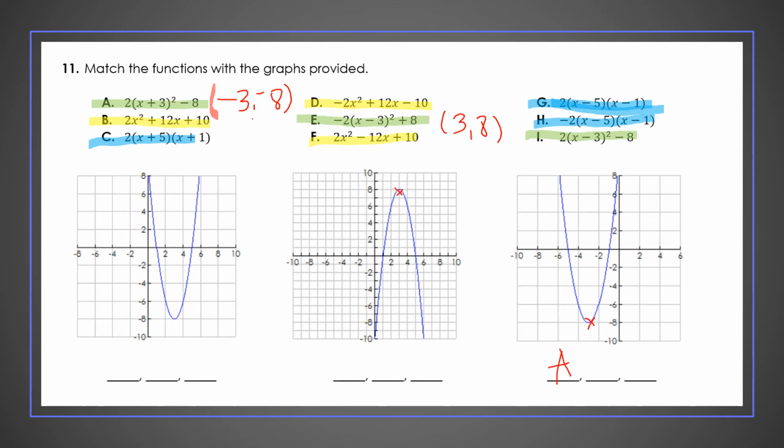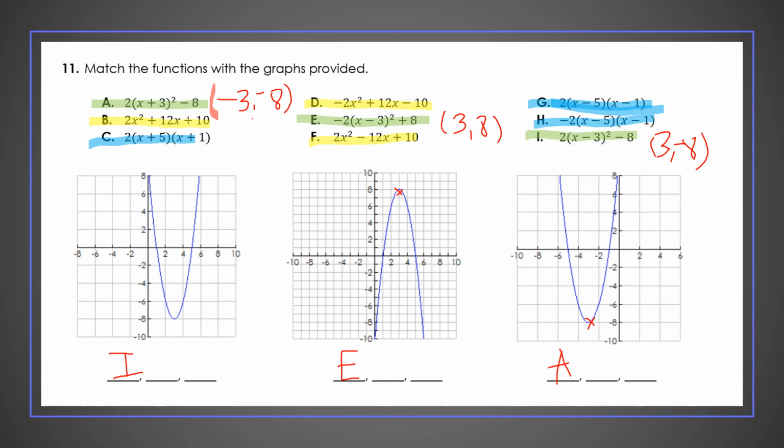Here's our vertex at positive 3, positive 8, and it's opening down. So I'm going to put an E here. And then hopefully by process of elimination, that means that I is the first graph, but for the first graph, the vertex should be positive 3, negative 8, and it should open up, which it does. So this first graph is function I.